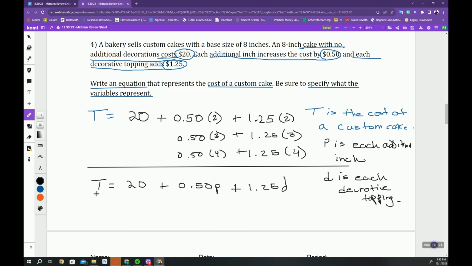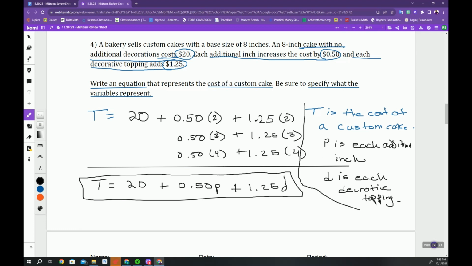And this is our equation right here. The total cost of a cake is $20 plus 50 cents times the amount of additional inches of the cake plus $1.25 times each number of decorative topping. And so this gives you 1 point, and the other point is clarifying what all your variables represent. You could have used different variables as long as you stated what each represents. Something similar to this would be the correct answer.